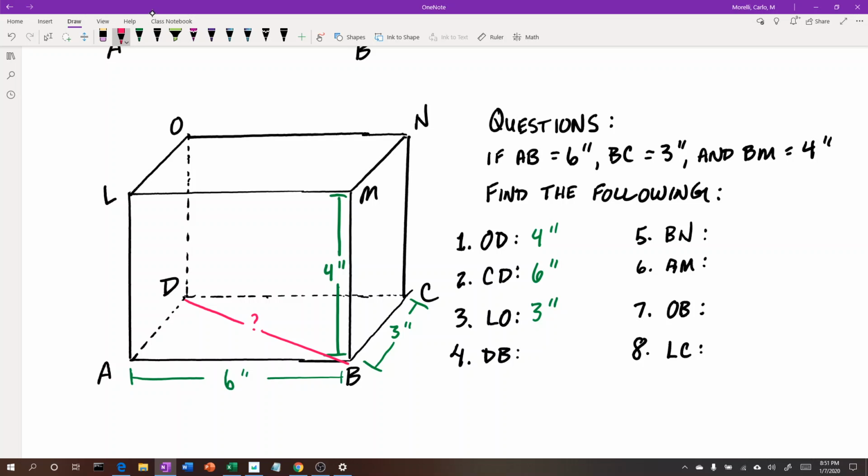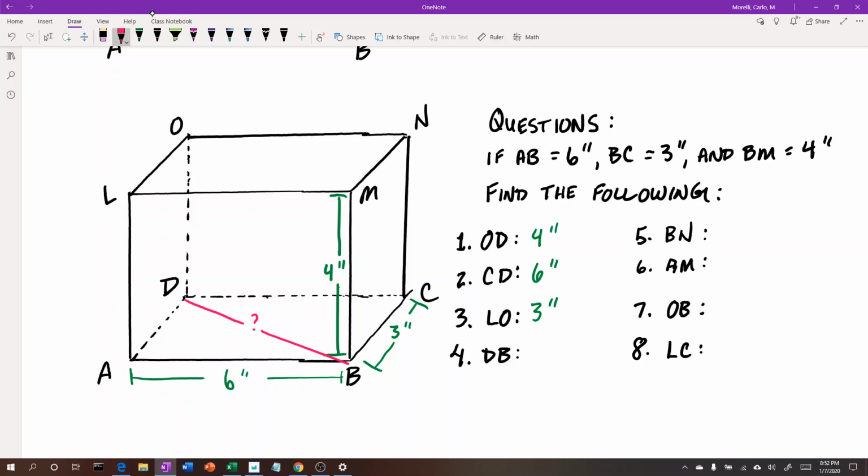AM, A to M is going to be this diagonal here. Oh, I'm glad I made a copy so I can copy this over and over again. AM is going to be this distance here, and OB, O to B, wow, that's that big diagonal there. Very interesting. And then LC is going to be this cross diagonal here. Well, I bet you that'll be equal to OB. Okay, so I bet LC is equal to OB, but I'm not sure.